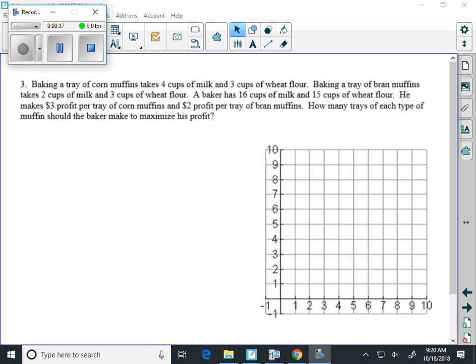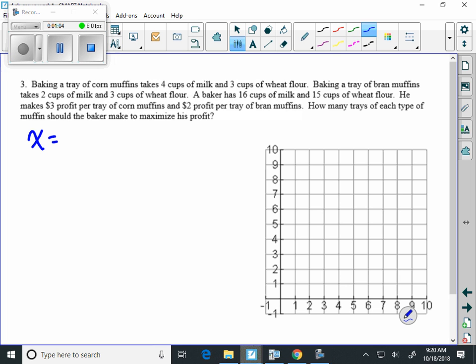As you might notice, the page here is almost blank. We've got the problem and we've got the grid. That's all we have on here. But that doesn't mean that you can't follow the protocol that we've been doing on all of our other problems. The first thing that we did is we identified which one do we want to be x, which one do we want to be y. I'm going to say that x is corn muffins and y is the bran muffins.